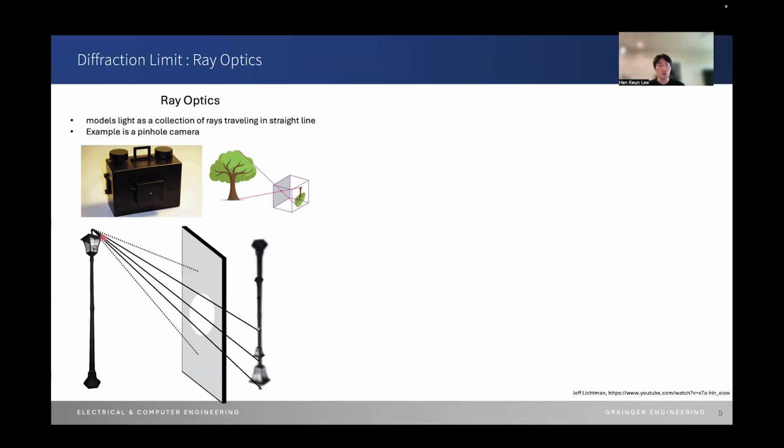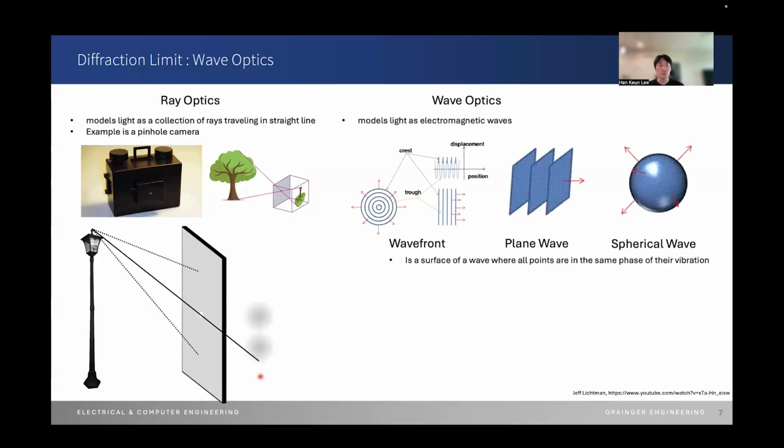It is because a larger portion of the light is passing through this pinhole and therefore forming an image at different locations, and therefore the image becomes blurrier. So can we reduce this pinhole size to infinitely small and then make a crisp image? In this case, it's actually not. And in order to understand why this happened, we need to understand what wave optics is. Wave optics models light as electromagnetic waves.